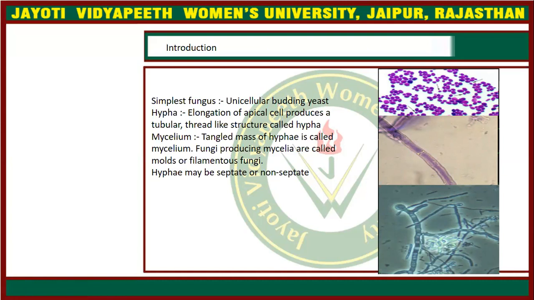The hyphae we are talking about may be septate or non-septate. What is the meaning of septate? If there are lines between the hyphae, they are known as septate. If there are no lines, they are known as non-septate. So this is the septate hyphae. If there are no partitions in the hyphae, then it is non-septate. Septa means partitions.